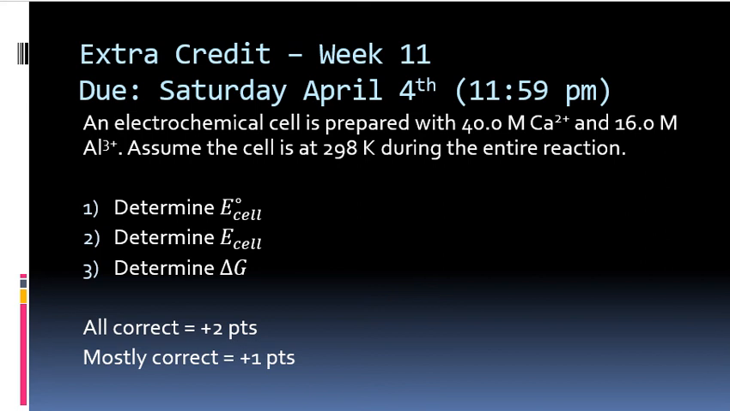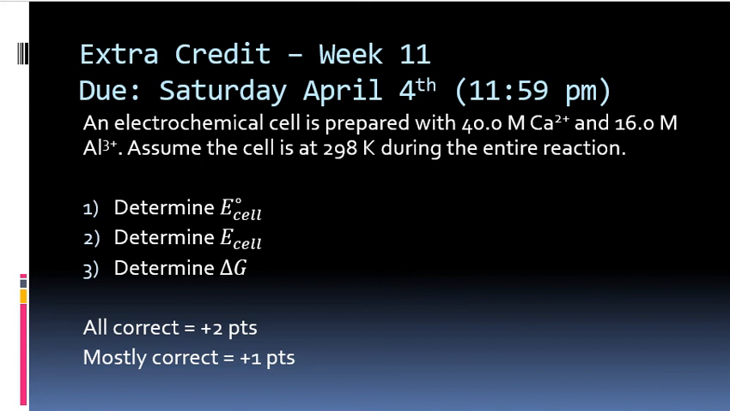So, for extra credit this week, which will be due end of day Saturday, April 4th, here's the situation I'm giving you. An electrochemical setup is prepared with 40 molar calcium 2+ and 16 molar aluminum 3+ ion. Assume the cell is at 298 Kelvin during the entire reaction. So use that Nernst equation that uses a log of Q instead of natural log of Q. It's the second one, it's much simpler.